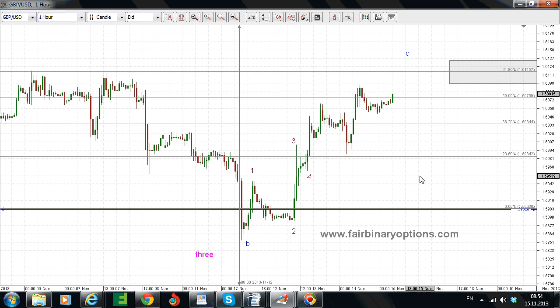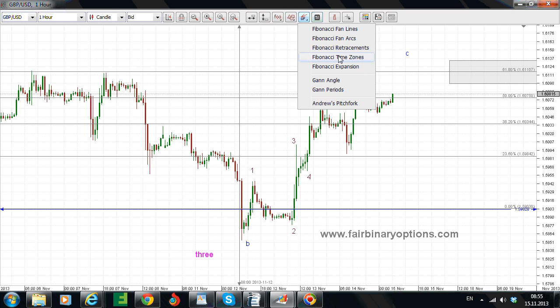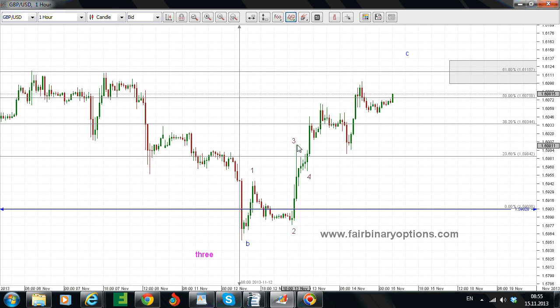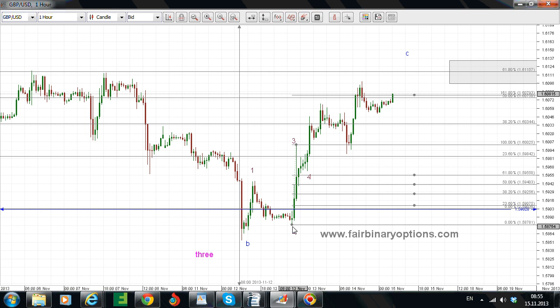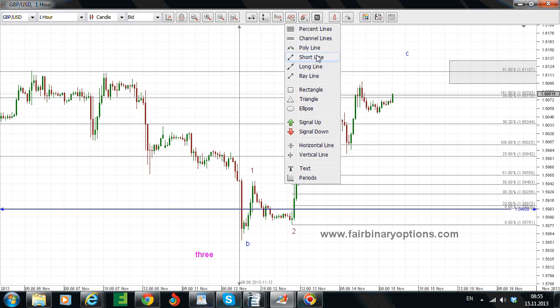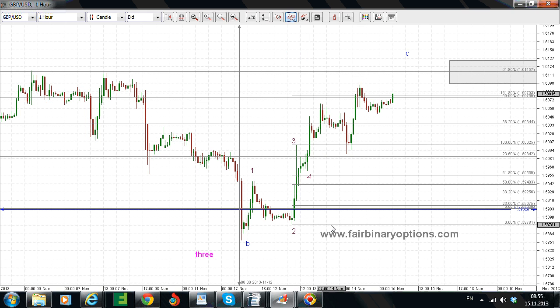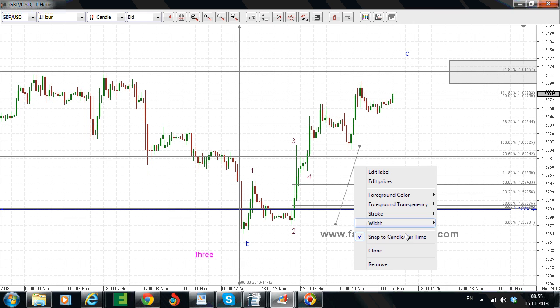In an impulsive move, at least one wave needs to be extended, but it is not mandatory to be the first wave or the third wave. It can be the fifth wave. So what to do is to take a Fibonacci expansion, or retracement if you want. Try to look for 161.8 extension out of the third wave there. This is the 161.8 extension.